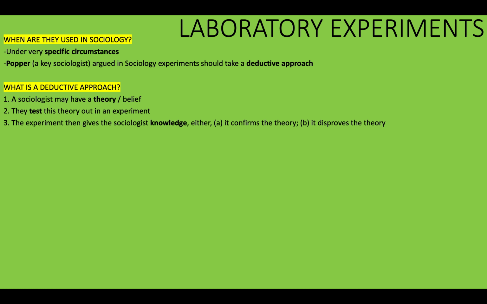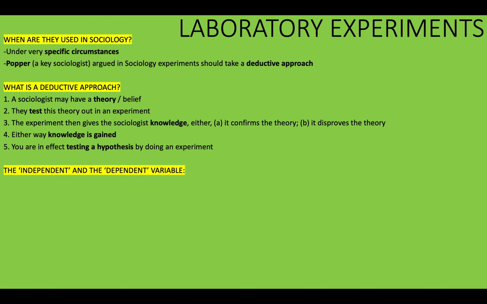So the experiment would then give me knowledge. Either A, it confirms the theory or the belief that I had, or B, it disproves the theory or the belief that I had. Either way, knowledge is gained. Thus, in effect, what the deductive approach is about is that you're testing a hypothesis during an experiment, okay?